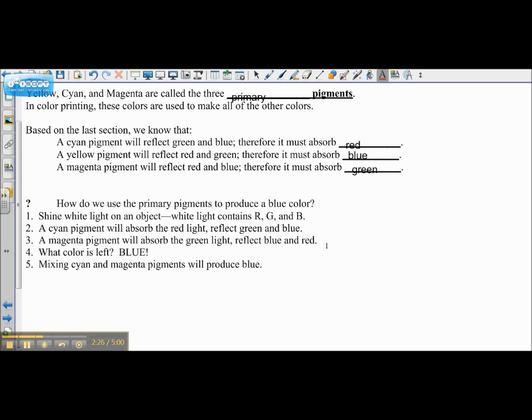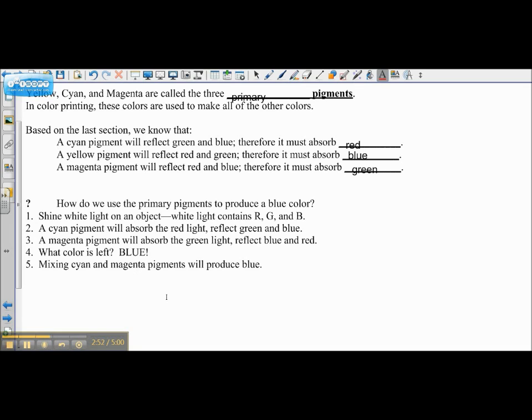Here's where the subtractive process comes in. The only color that these two have in common is blue. This one absorbs red. This one absorbs green. So the green and the red go away, and all that's left is blue. So to get a blue color, you mix cyan and magenta.